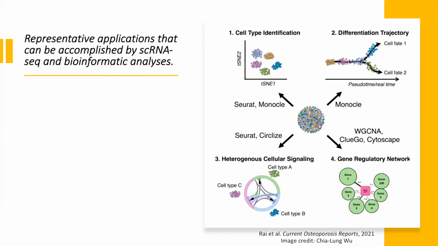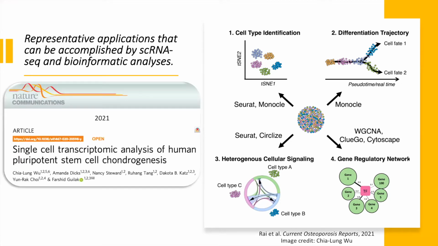So for this, I'd like to put your attention to an article by Chia-Lung Wu when he was a postdoc with Farshid Guilak. Chia-Lung is now an independent investigator at the University of Rochester. This article was just published this year in Nature Communications. And here in a review article, he really describes at least some of the ways that you can use single cell RNA-seq technology.